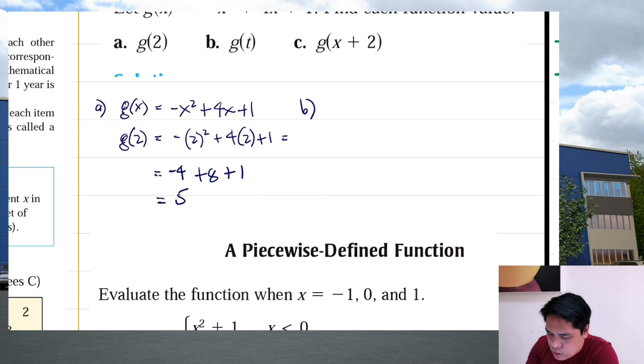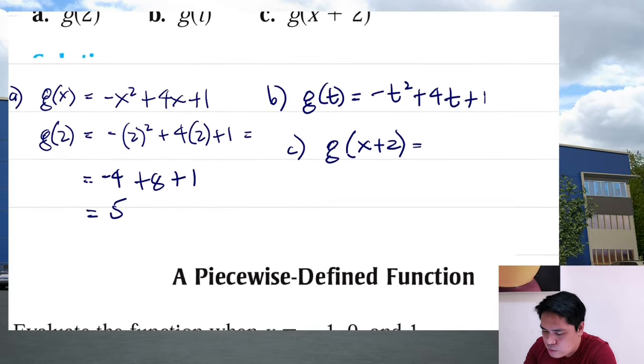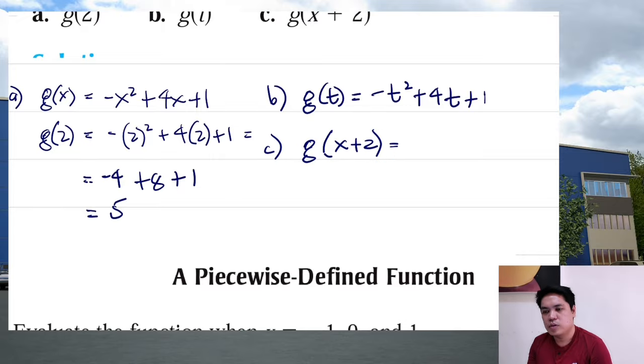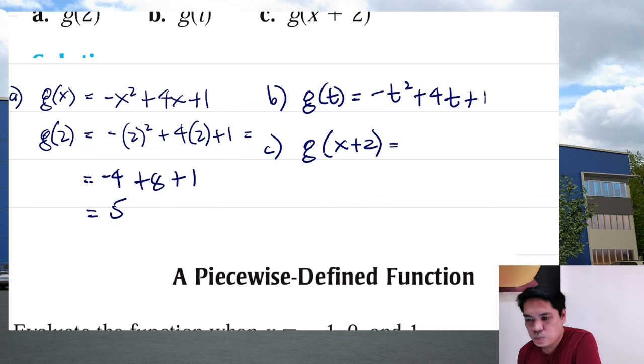For letter B, we have g of t. So, g of t is equal to, just replace x with t. So, negative t squared plus 4t plus 1. That's how easy it is. For letter C, we replace x with x plus 2. So, that would become, it's like a composite function already. By the way, we'll just keep composite functions, or combining two functions, brief because it's too easy, so we can proceed to the next subject, analytic geometry, by next week.